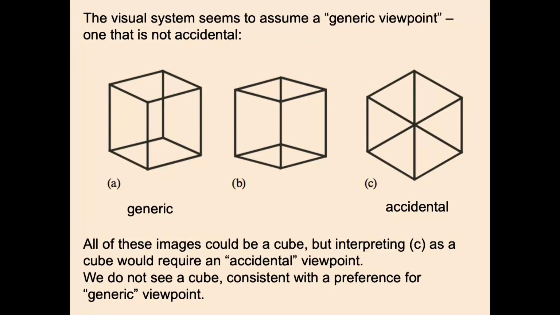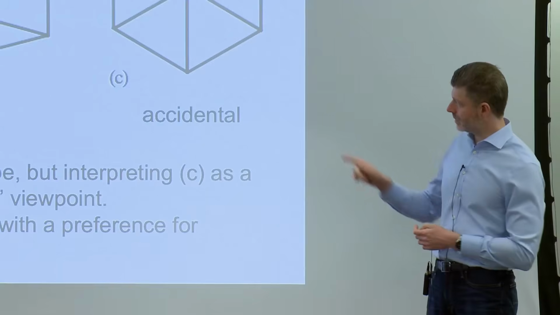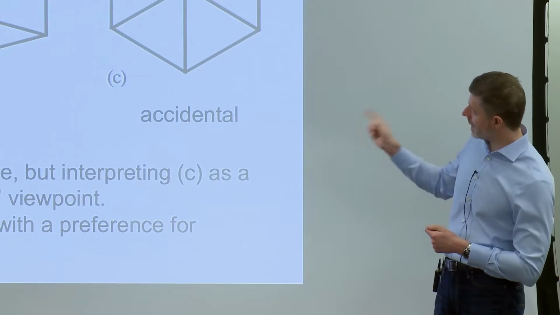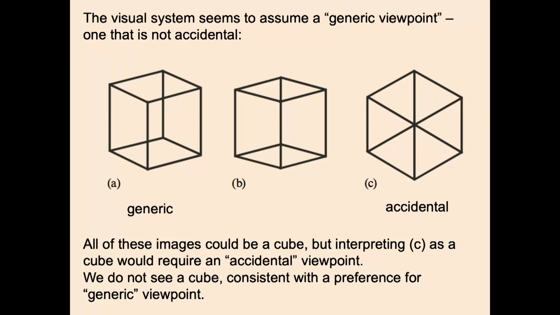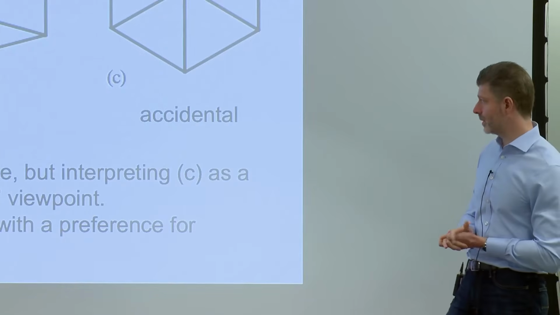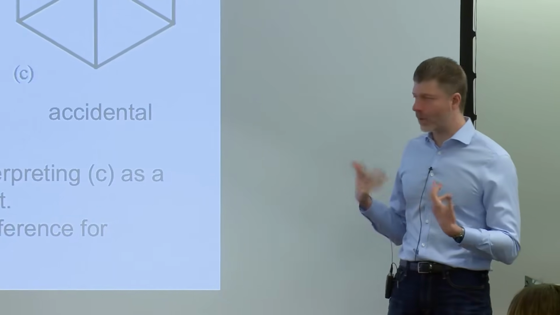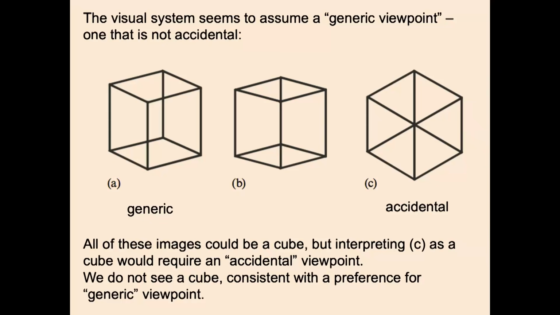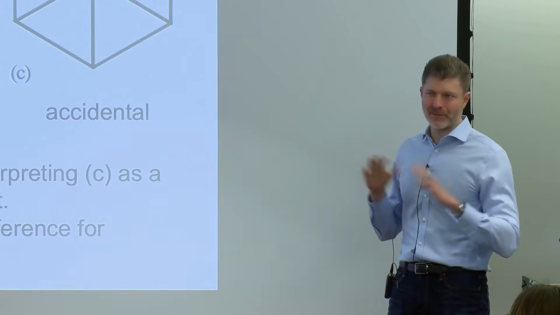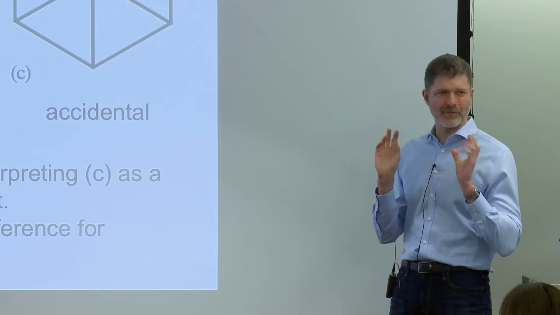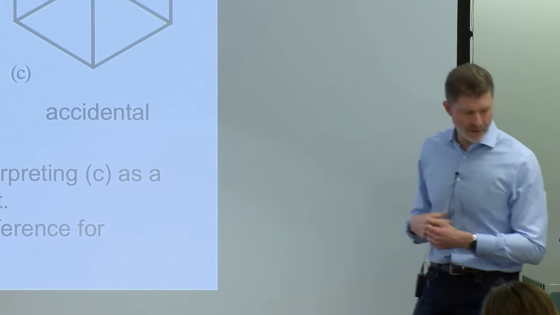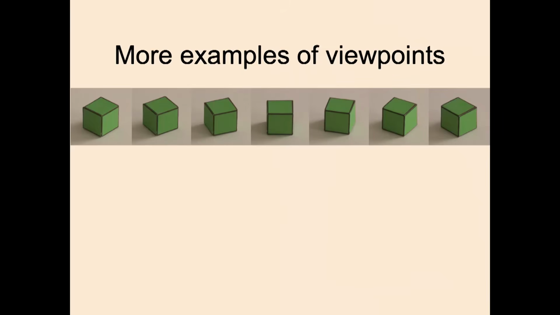So here we've got the good old Necker cube, viewed from a generic position, and then here's the accidental view, where if you view it such that 2 of the corners line up, you get an image that looks like this. All of these images could be a cube, but interpreting C as a cube would require an accidental viewpoint, and we don't see a cube when we look at this. It was thought for a long time this was consistent with the idea that we prefer a generic viewpoint. We assume what's called a generic viewpoint. Here are some other examples. This is a cube viewed from some different perspectives, generic and non-generic.